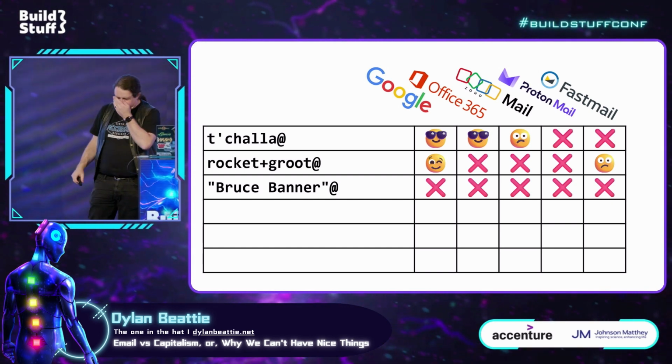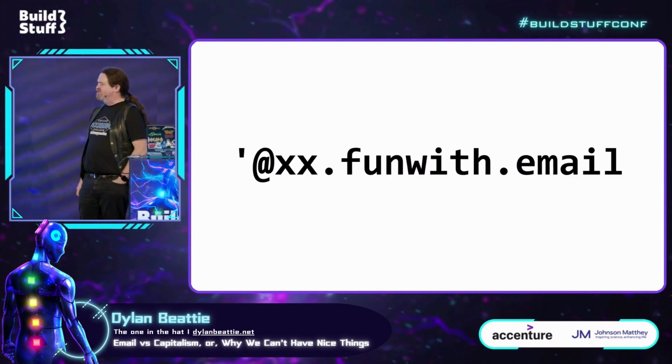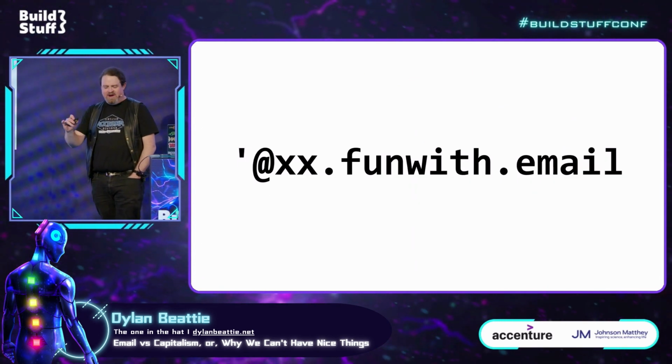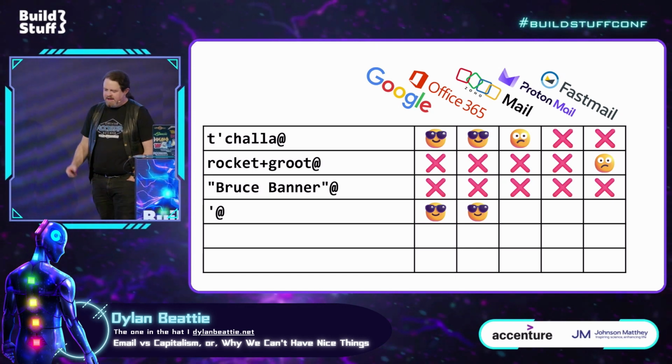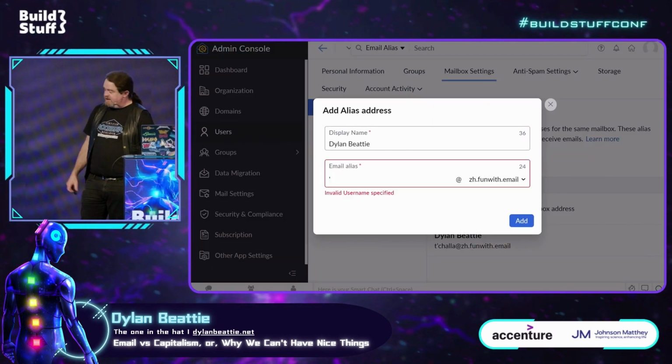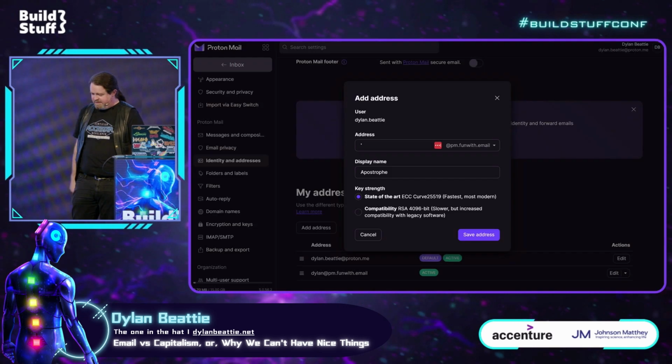They just all said no. What about a single apostrophe? I thought, well, we're playing around with all this kind of stuff. So I tried that. Google said yeah. Zoho Mail, invalid username. All right, fair enough. We're going to let them have that one.